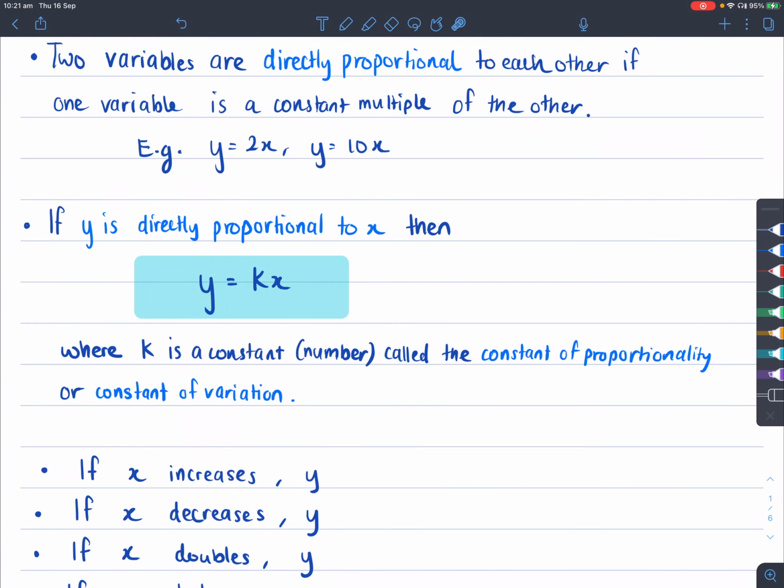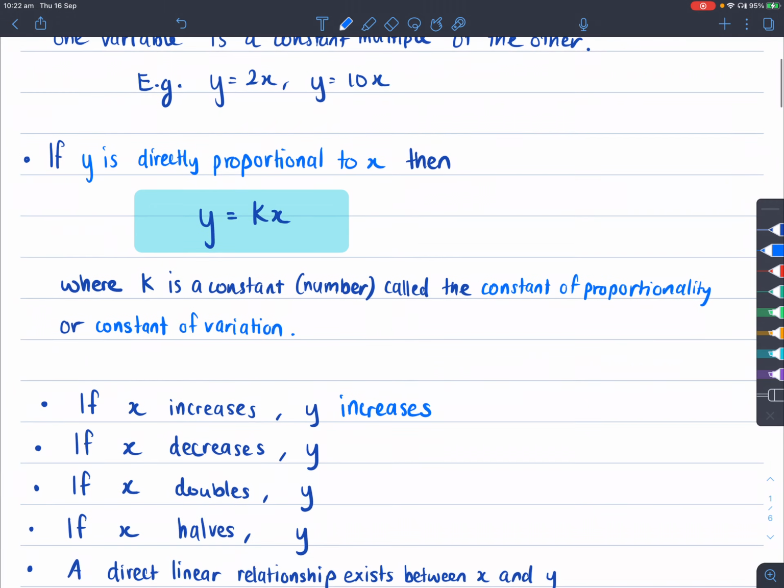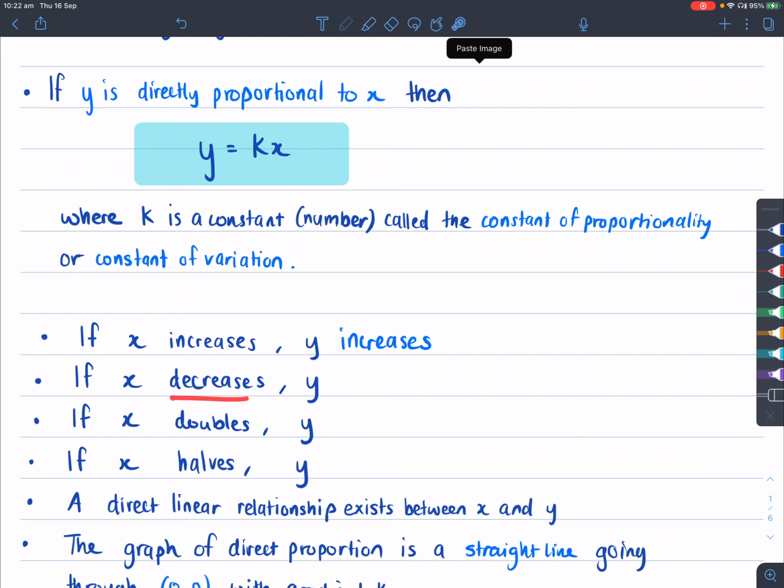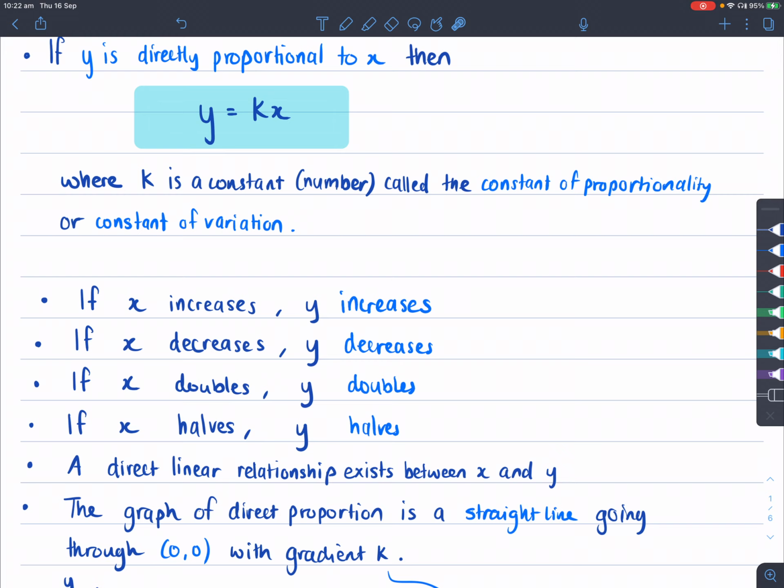If you have y equals kx and the value of x increases over time, what happens to y is that it also increases. Whatever x does, y does the same as well. If x decreases, then y also decreases. If x doubles, then y also doubles. And if x halves, then y also halves.